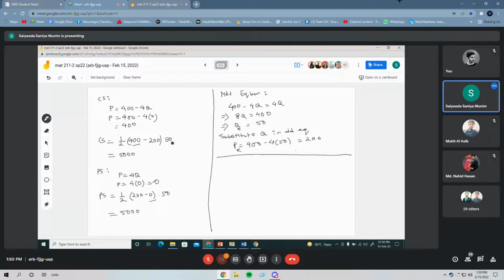In the same way, to calculate producer surplus, you need to find the price at which quantity supply is 0. So put Q equals 0 in the supply equation, find the price. Now we can find the producer surplus by substituting the values in their respective places and calculate it.